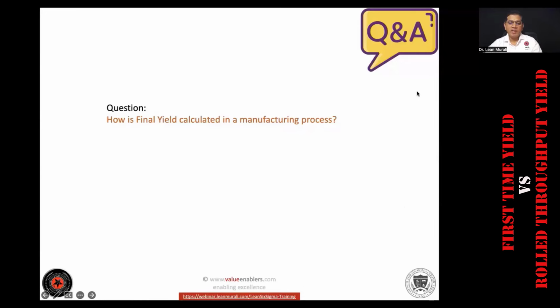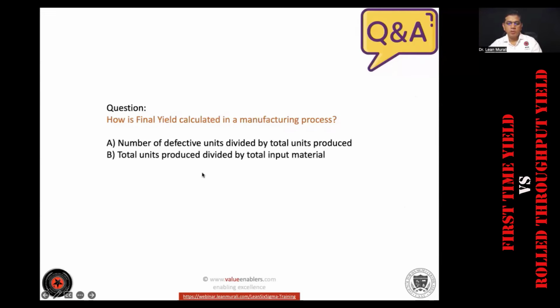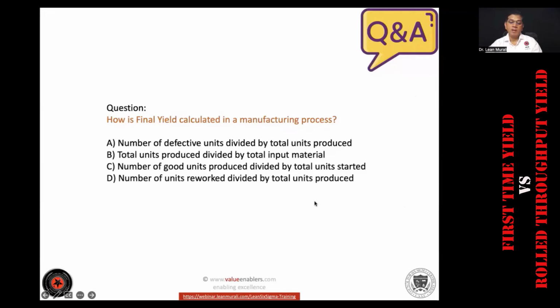Okay. How is the final yield calculated in the manufacturing process? A, number of defective units divided by total units produced. B, total units produced divided by total input material. C, number of good units produced divided by total units started. D, number of units reworked divided by total units produced. Just answer this question carefully, okay? What's the correct answer? C is the correct answer. Super, C is the correct answer. Thank you very much for your participation. Number of good units produced divided by total units that were started.